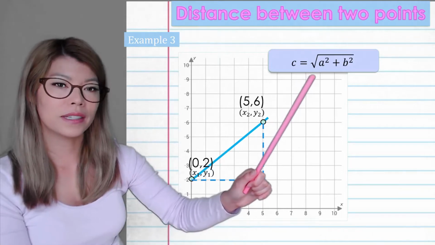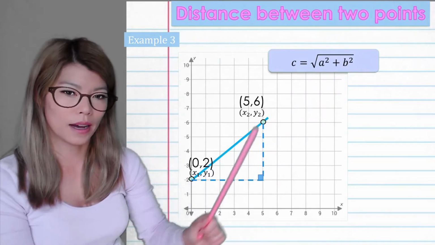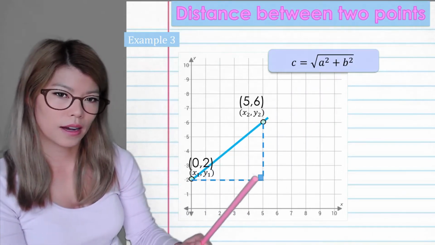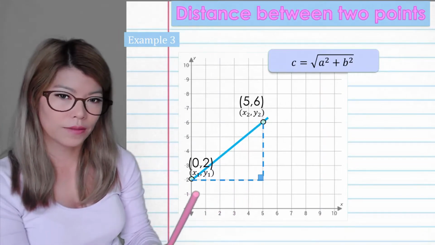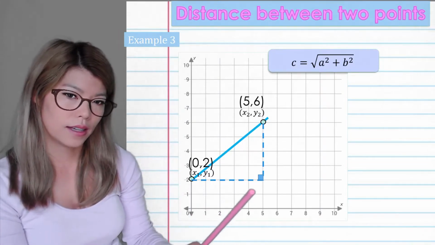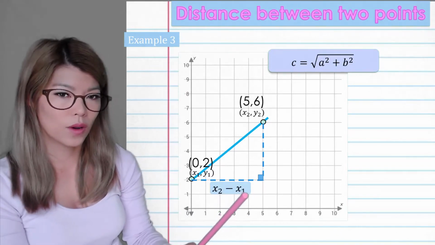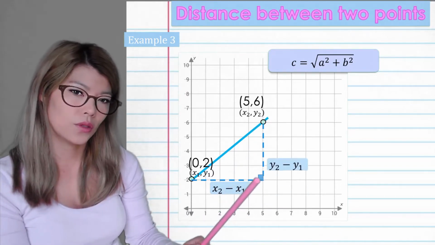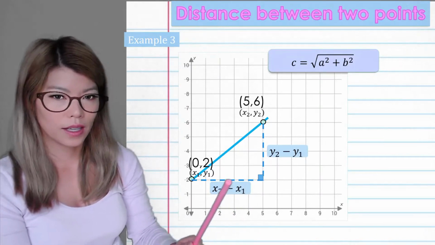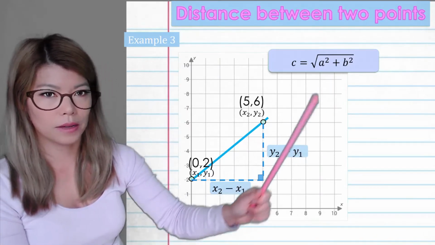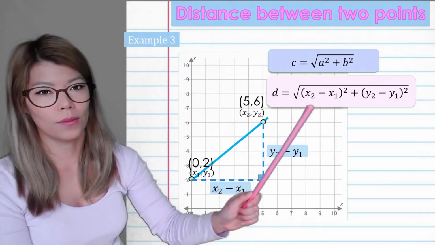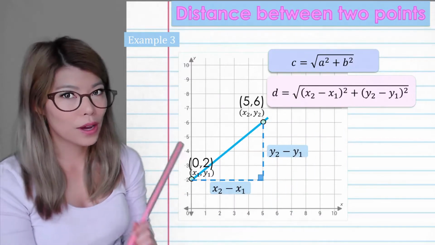Now for Pythagoras theorem, we have to find what a and b are. So a and b are the sides of the triangle, and we know that this side here is 5 minus 0, or in other words, x2 minus x1, and we know this side here is y2 minus y1. So if we plug those two in as our a and b, we would get that formula over there. So try to memorize this.